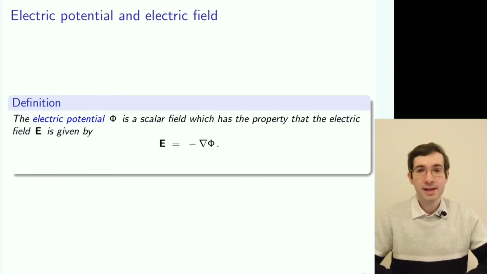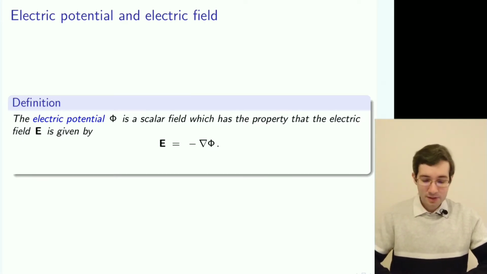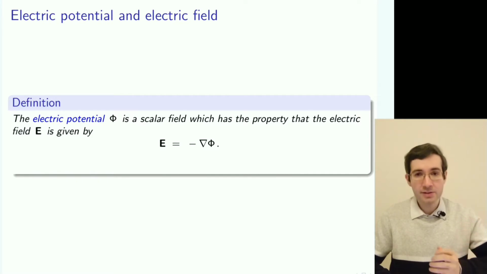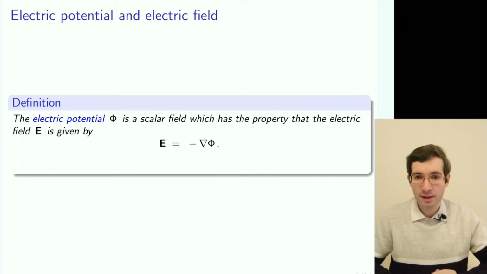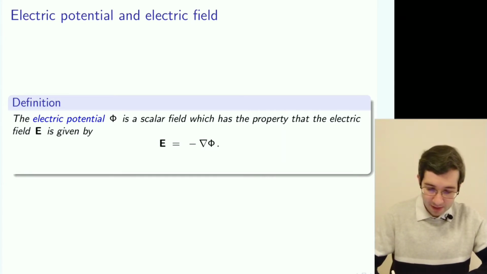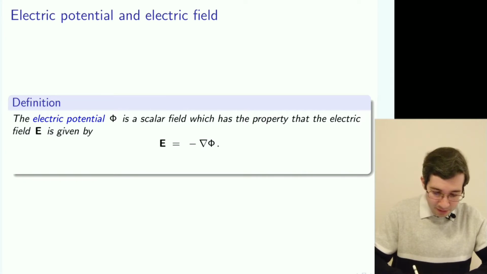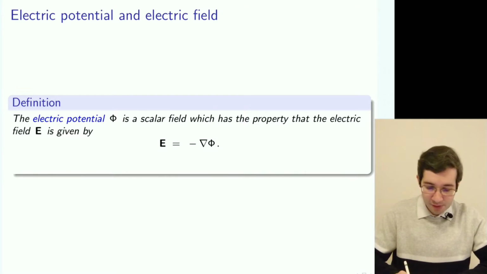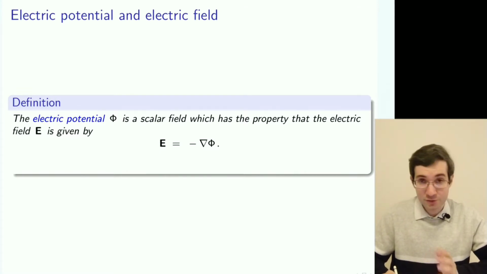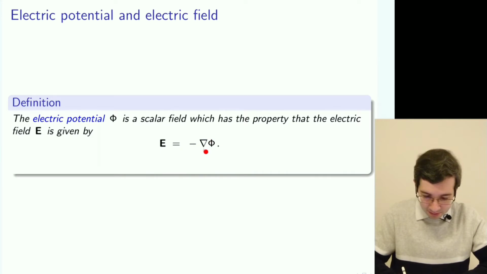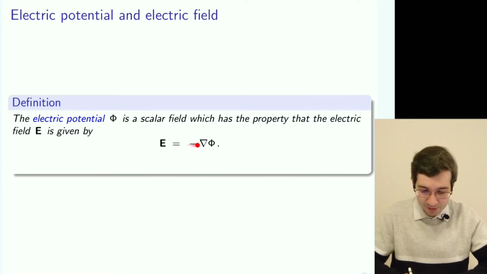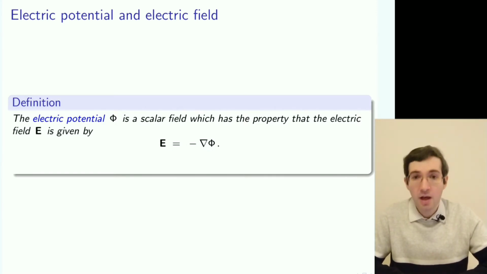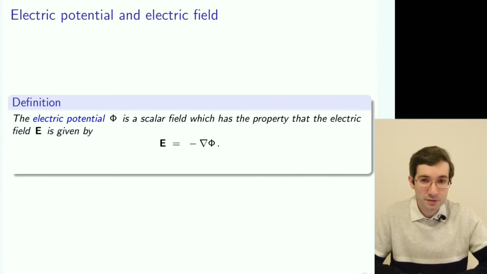One of the examples is the electric potential. That is, a scalar field which is related to the vector field, and both are describing the electric phenomenon. So you see the definition that this electric potential is the scalar field which is converted to the electric field, which is a vector field, if you take a gradient of that potential and put in front the minus sign. So that's the definition. It's a minus gradient of the electric potential is the electric field.